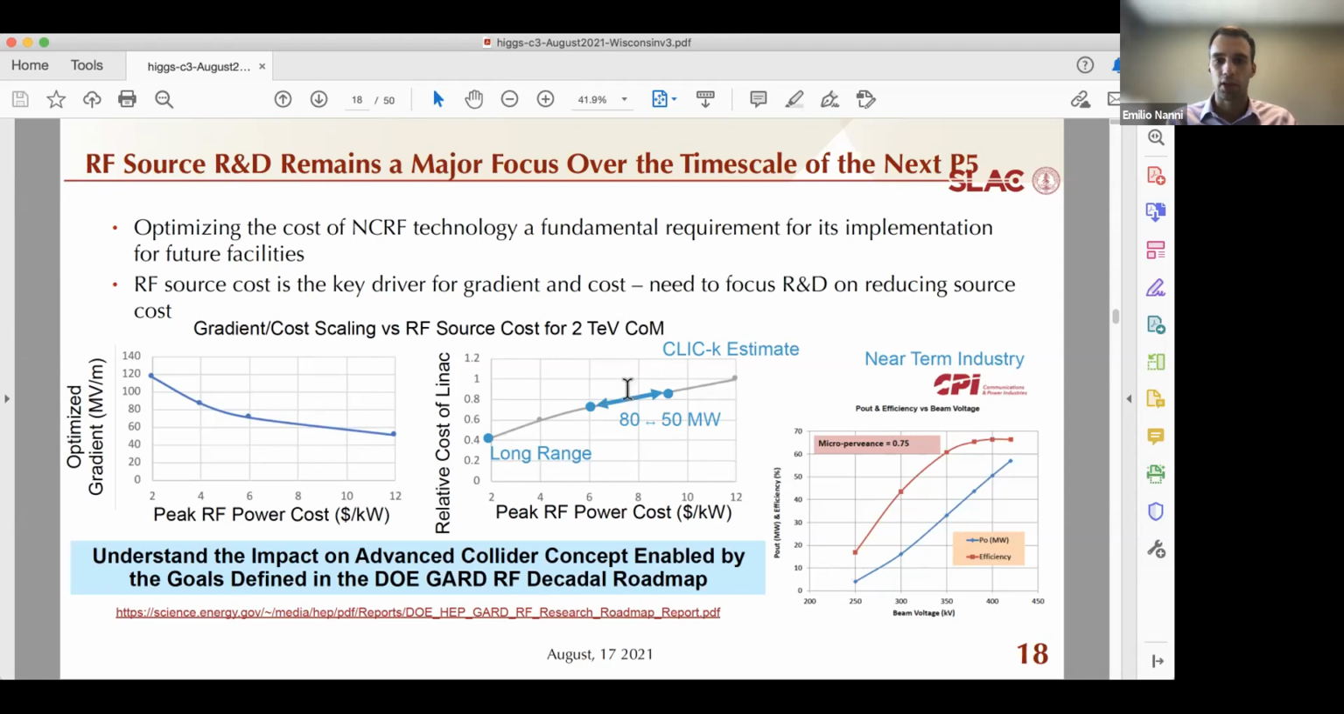Now, long range, we do have an active RF source R&D program, which is really trying to push this cost down to $2 per peak kilowatt. And the reason for that is that's where it becomes the most advantageous to operate at this higher gradient of 120 megavolts per meter, if you consider the overall cost of the main LINAC. So as the facility is being constructed and the RF upgrade is being done, you could implement any improvements to the RF sources as you're going along and reduce the cost of the facility.